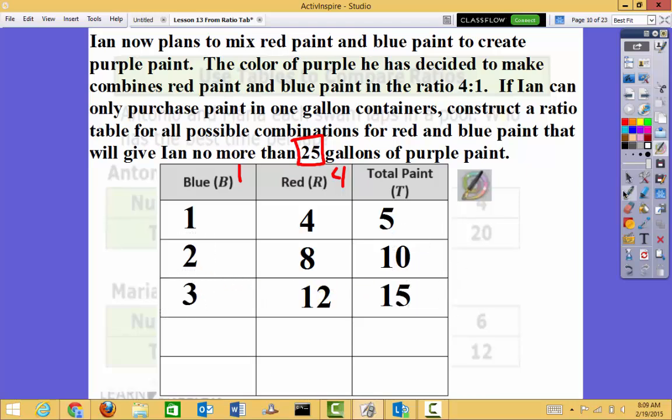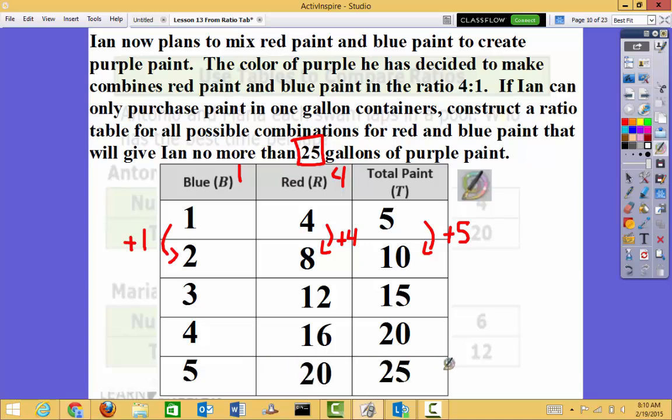Each time this increases by 1, this is increasing by 4, my total will increase by 5. Think in your head, why does it increase by 5? Well, I have 1 plus 4, so that's giving me that 5. So my table is going to keep on going and keep on going. So here I have my ratio table. That's all it's asking me for, is create a ratio table.